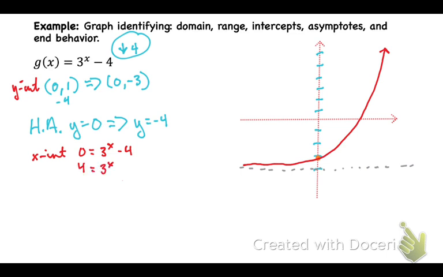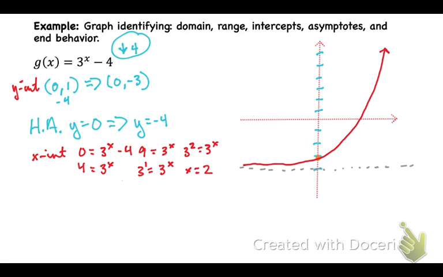Is 4 a power of 3? Nope. You don't know how to solve that yet. But you should check. What if I had 3 = 3 to the x? Your x-intercept would be 1. What if I had 9 = 3 to the x? It'd be 3 squared = 3 to the x, so x would equal 2. But 4 is not a power of 3, so do I know how to solve that yet? Nope. So we tried. Move on.